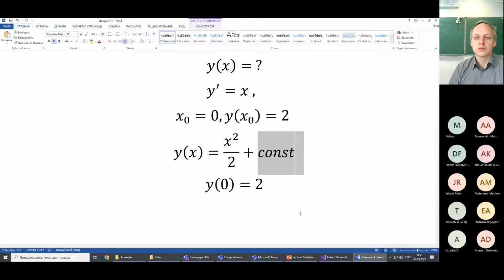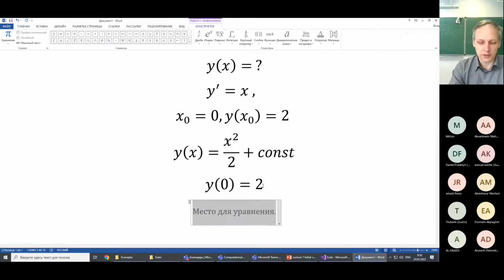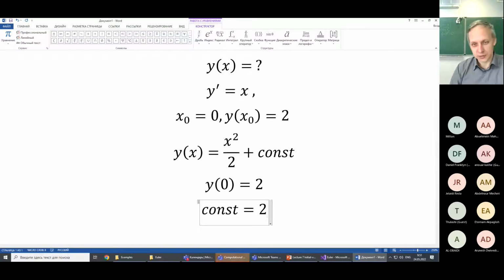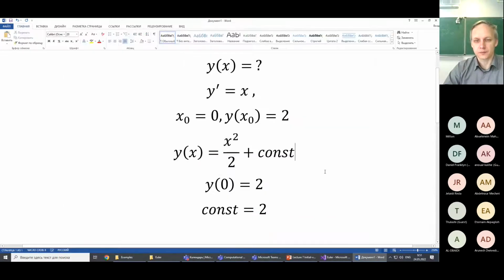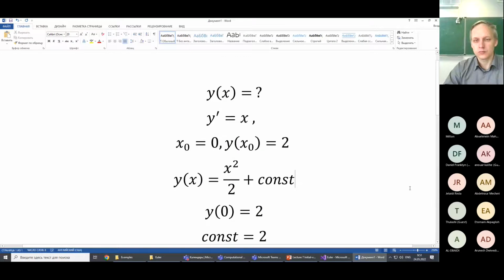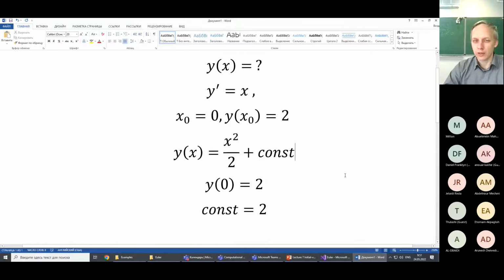It should be 2, right? As in the previous case, the value of the constant equals 2. Well, I can take any other initial condition. The initial condition may be different.